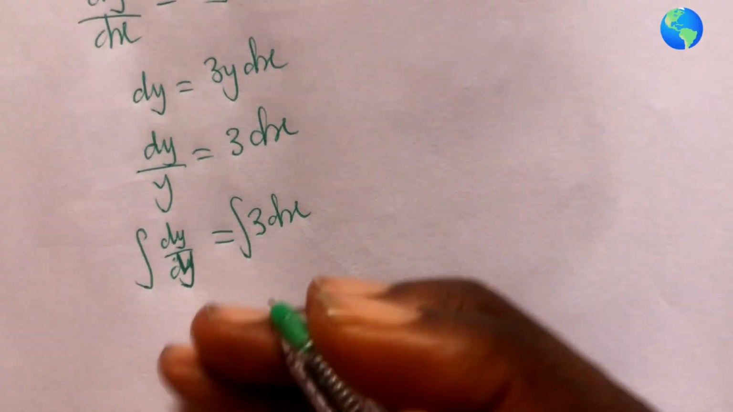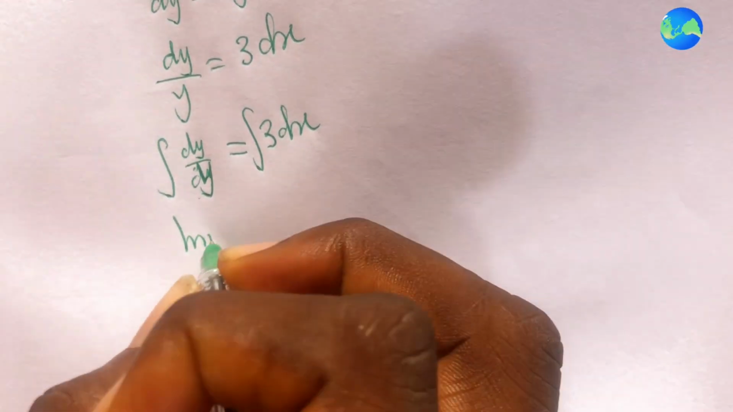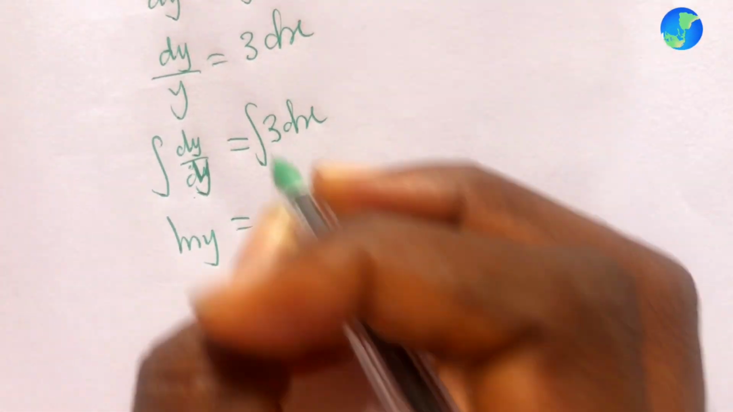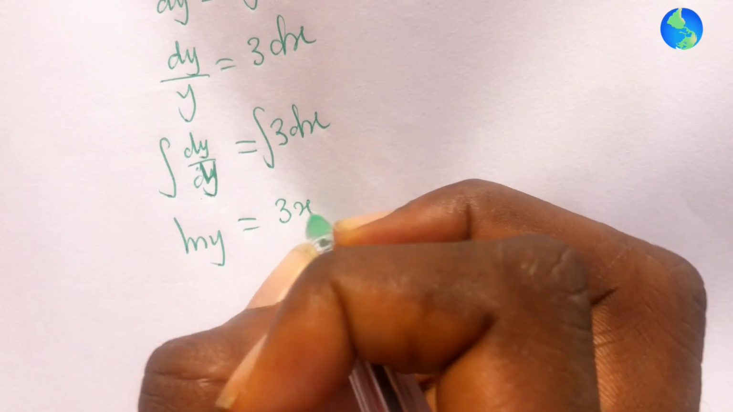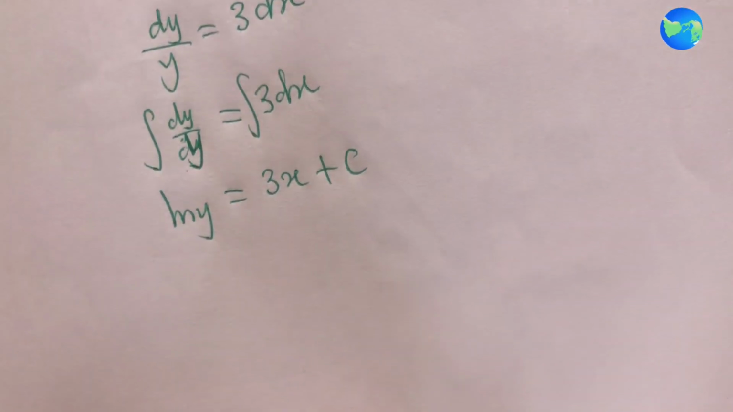So that we'll have, if you integrate 1 over y, the natural log of y. I won't put a plus c on the left, I'll put it on the right hand side, to be equal to, if you integrate 3 dx, it's going to be 3x. I can put my plus c right now, constant of integration.